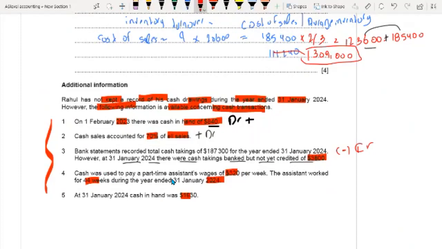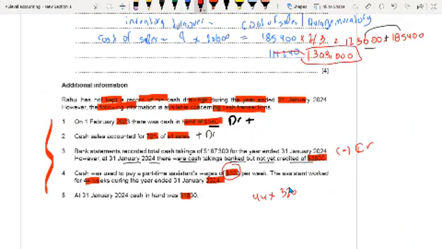Cash was used to pay a part-time assistant wages of 320 per week. The assistant worked for 44 weeks during the year ended 31st January 2024. Okay, so cash is $320 per week, and your assistant worked for 44 weeks. So just multiply 44 by 320. So we know that these are the wages, and wages would also be carried in the receipt and payment account. So 320 multiplied by 44 is 14,080.